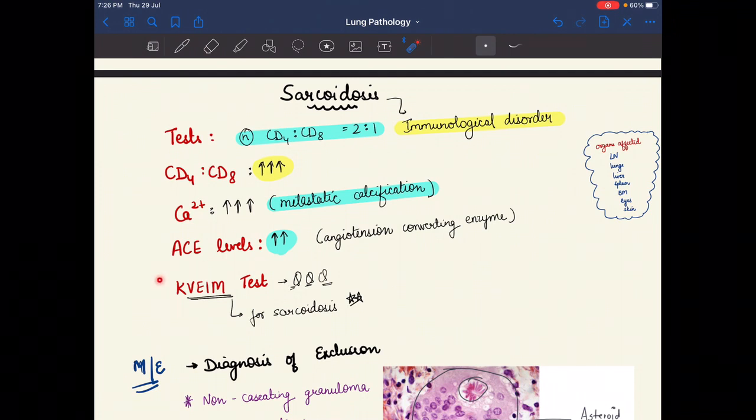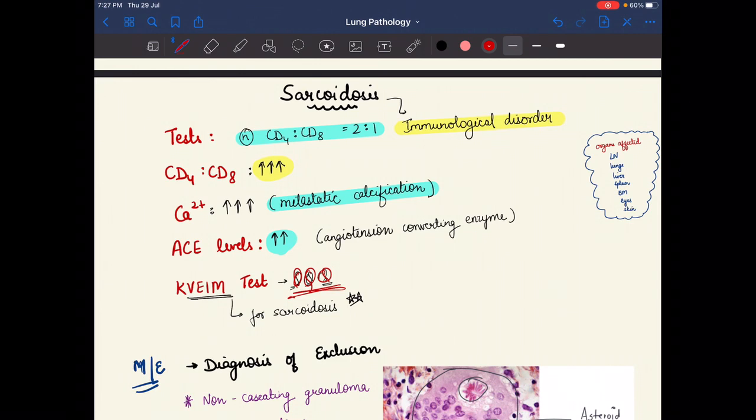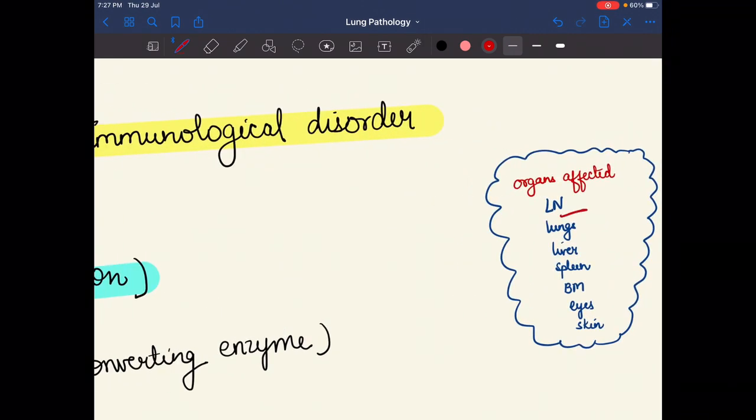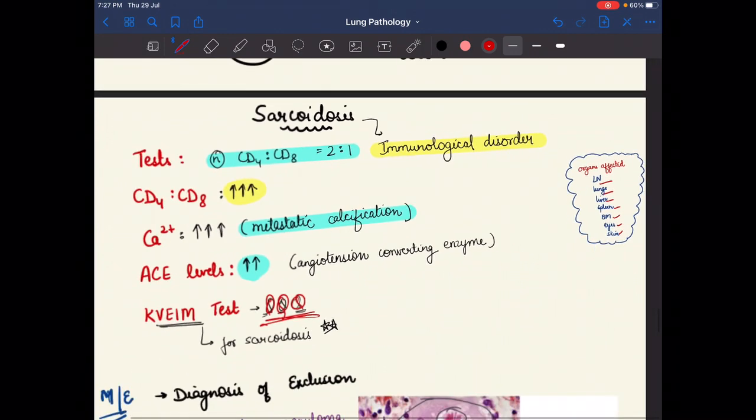For sarcoidosis we do a test. The name of the test is the Kveim test. Please remember that it is a very important test: in sarcoidosis we do the Kveim test. In sarcoidosis the organs affected are lymph node, lungs, liver, spleen, bone marrow, eyes and skin. Because it is an immunological disorder, it can involve all other organs also.